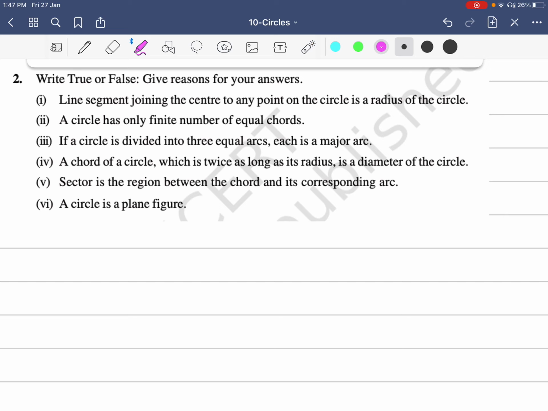Okay, I'm going to highlight the key points here. So center to any point on the circle. Okay, that's a key point. So that is the very definition of radius. Okay, just to quickly visualize the statement.